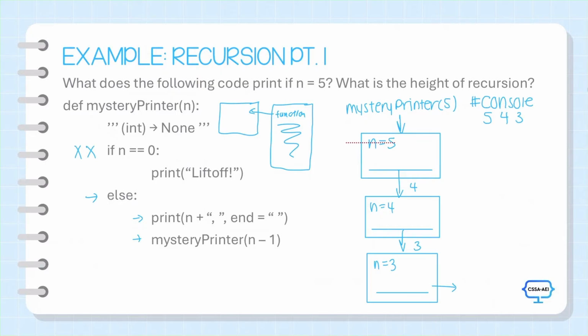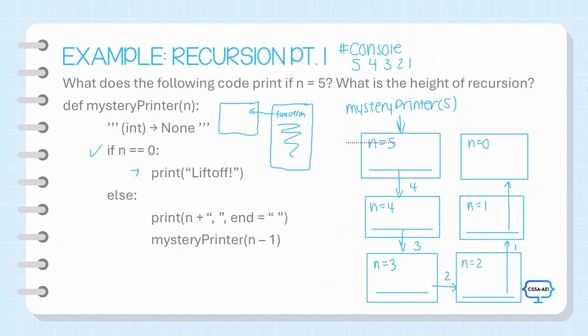When n is 2, our condition isn't met yet, so we're going to call mystery printer 1. And that isn't going to satisfy the condition either, so we're going to do one last call to mystery printer 0. Okay, so now that n equals 0, our condition is satisfied, so we're just going to print liftoff.